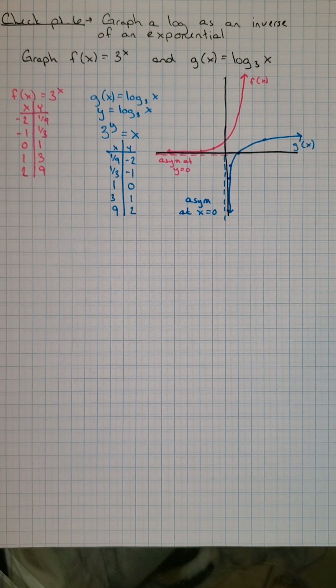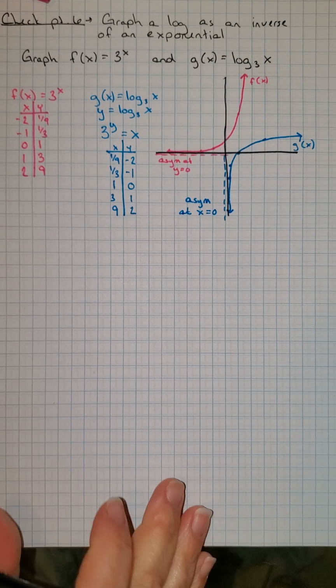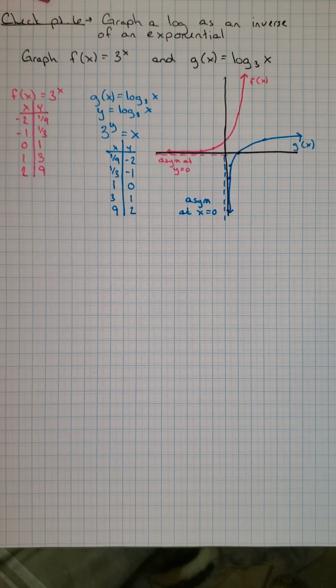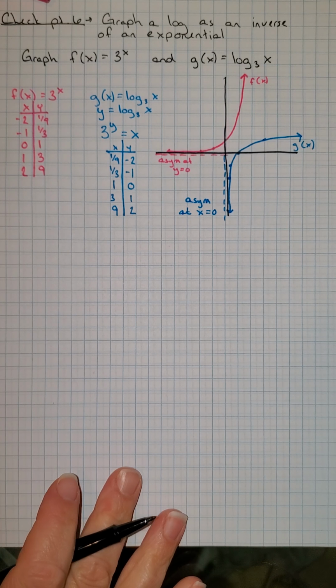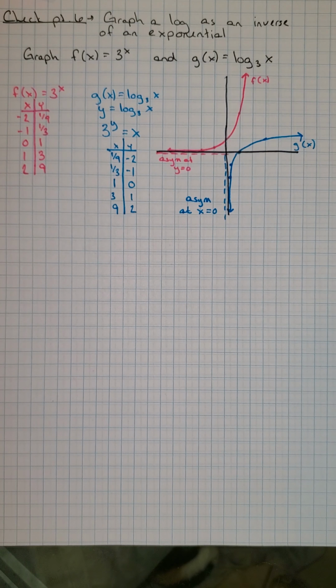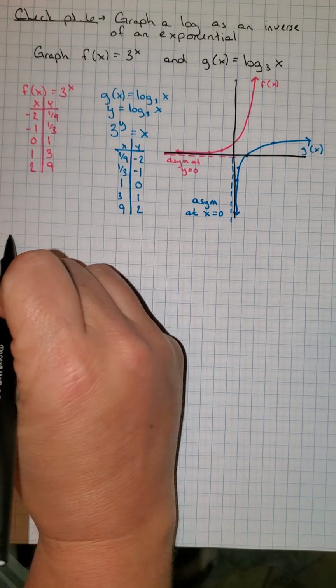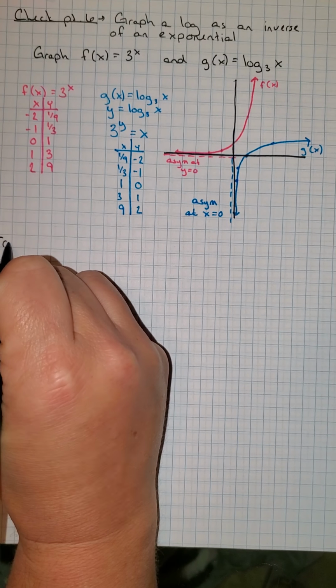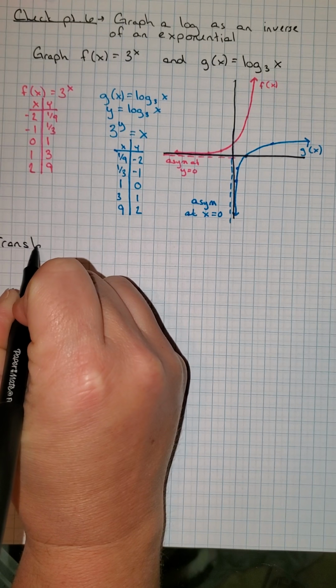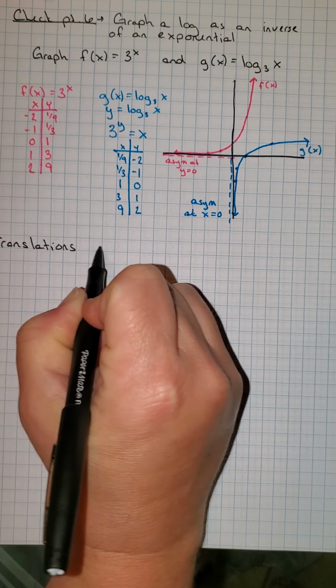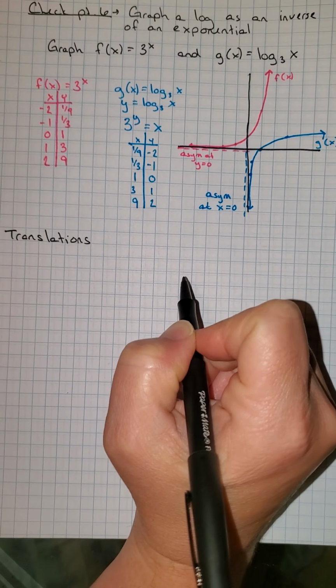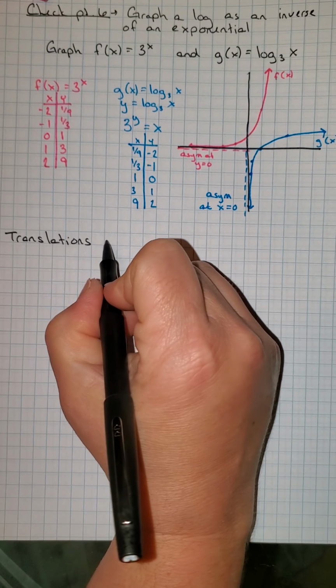Now, all that flipping and stuff that we did with the exponential, you can do with this as well. We can do the horizontal shifts, the flips, and then the vertical shifts. Okay, so translations of log functions. This will be the same chart one more time. Now it's in for logs.